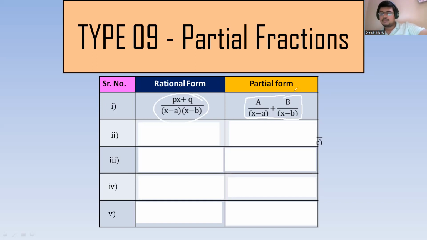If this is the question, we will be using this form. How will we use the form? That we'll see in the questions. But we will be using this form. So how to remember this form? There are two brackets in the denominator. So it will be A upon first bracket plus B upon second bracket.